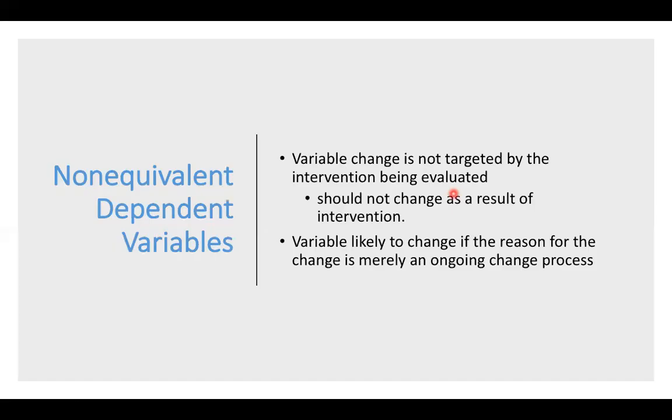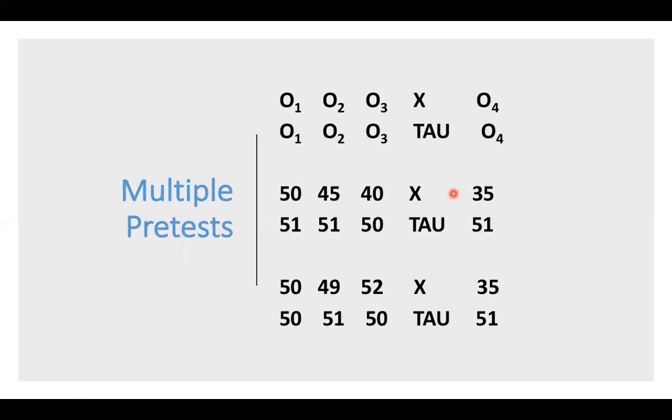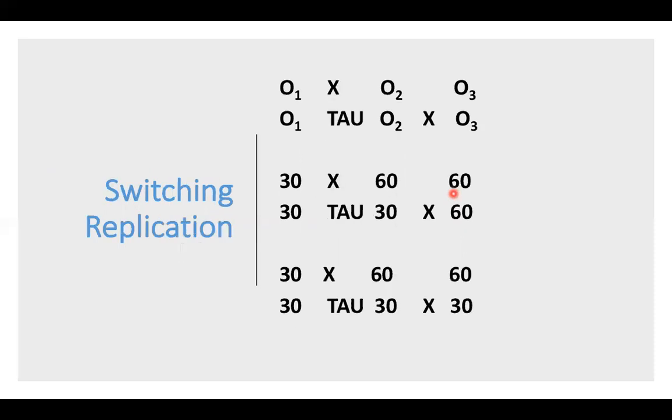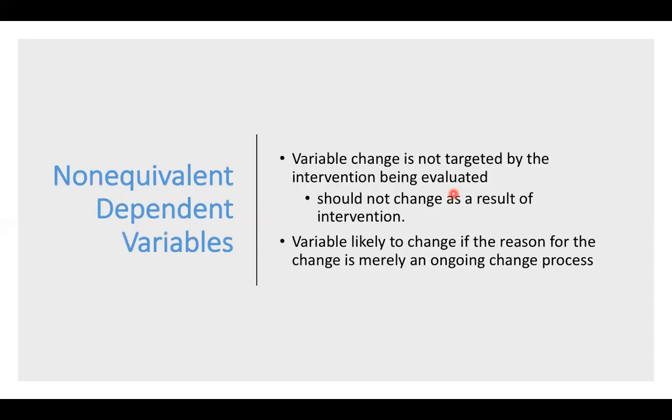So to recap, all of these: multiple pretesting, switching replication, and non-equivalent dependent variables are used to answer the question: did your intervention produce the results? And only your intervention. We want to know if your intervention was the only thing that produced the result and nothing else, as regards selectivity biases.